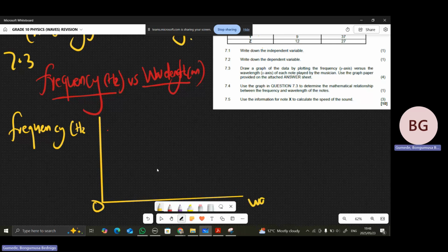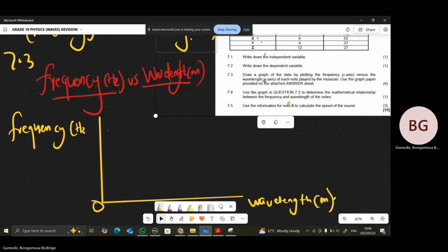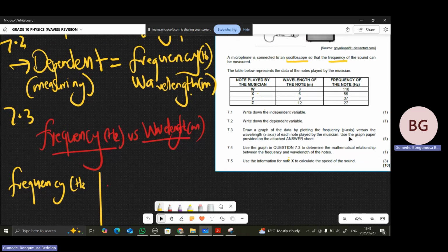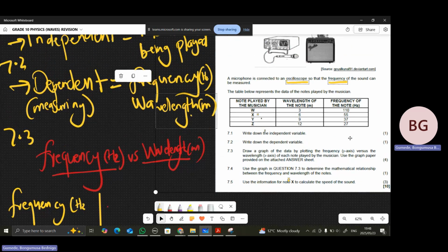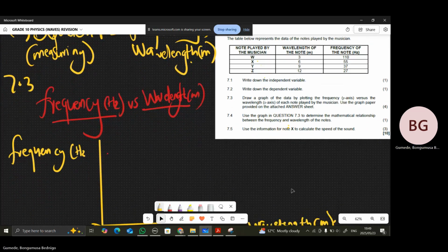And let's have a wavelength in meters. Show the unit again. So wavelength, we know. Let's check. From the table, we can see that the wavelength is 3, 6, 9 and 12. That one is 27. So we have to choose a suitable scale.